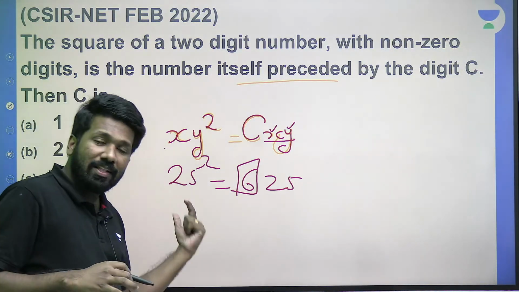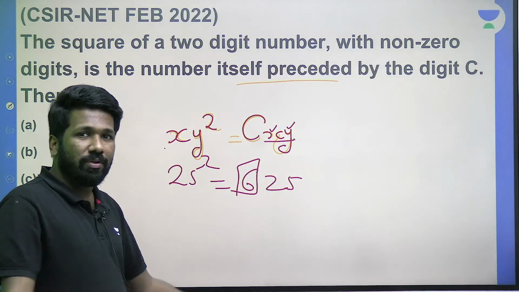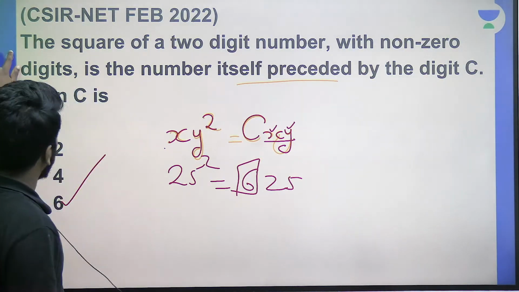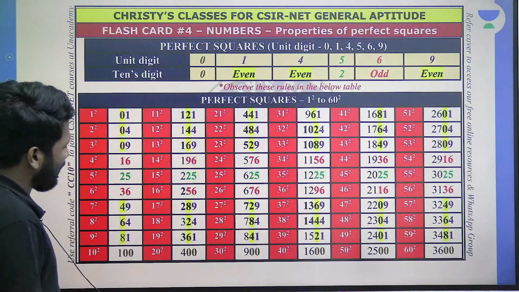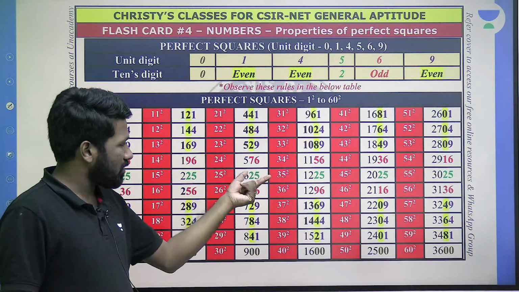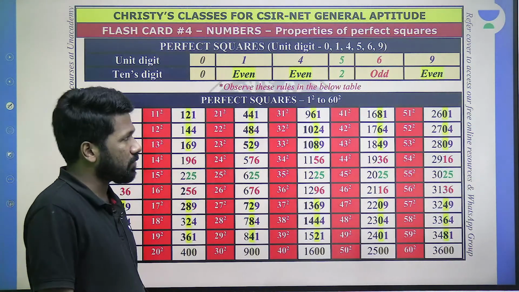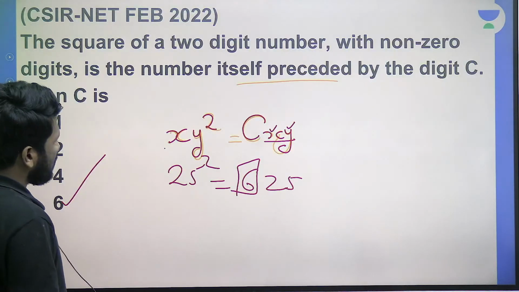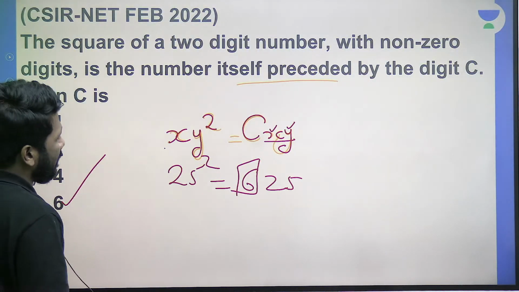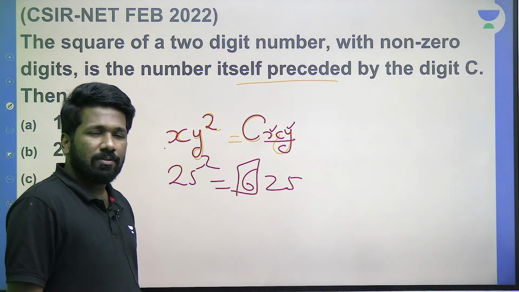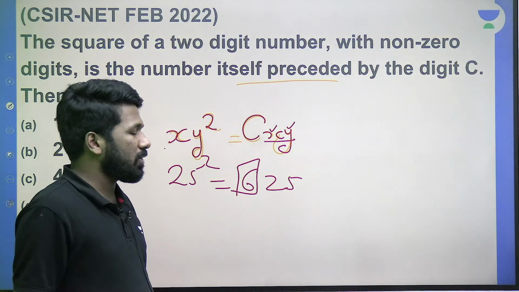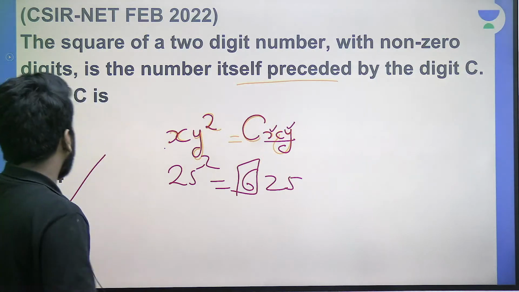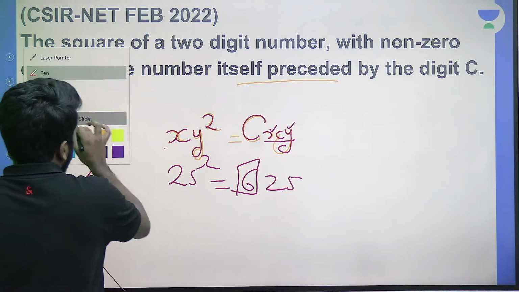But how will you get the idea that 25 square is what you need? That is a challenge in this question. One thing I can say is if you know perfect squares perfectly, that will help. 25 square is 625. This is from a list of 60 perfect squares and some properties of perfect squares that we will discuss in another class. Anyway, 25 square is 625. That finishes the question. But those who are not getting that 25 square is 625, how to do the question? That is what I am explaining.